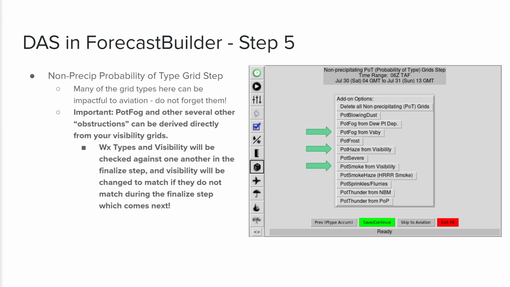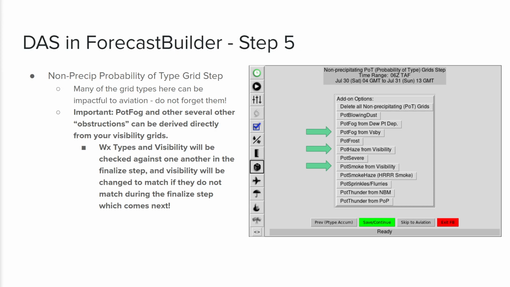The next step is the non-precipitation probability of type step, which is definitely a mouthful, and will provide numerous tools to generate POT grids for non-precipitating weather. Please take a moment here to consider if any of these grids may be needed. Many of them are impactful to aviation and will not be in your formatters without considering them here. Several important ones to note are POT fog from visibility, which is a great way to align your visibility grids with your weather grids for fog creation, as well as the similar POT haze and POT smoke from visibility, which will also align with weather grids from those.